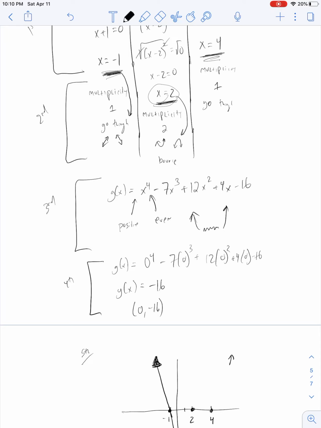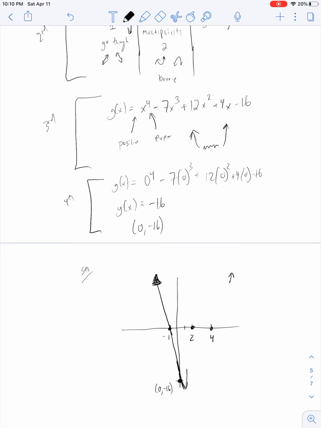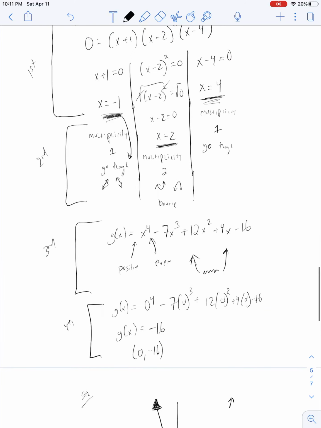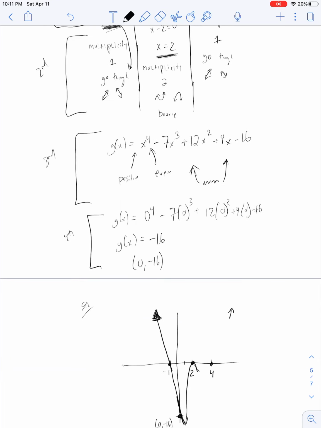When x is 2, it's got to bounce one of these two ways, right? Not go through, but bounce. That's why this multiplicity is so important. So it's going to bounce. Right? And then at 4, it's got to go through once again like a line. So have it come down, and then at some point it comes back up like a line, and there we go. All right, so it's like you're putting these pieces together.